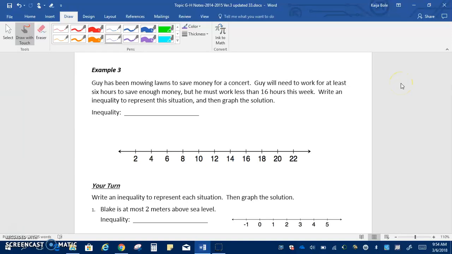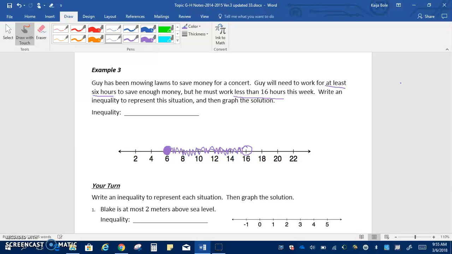Example 3 says Guy has been mowing lawns to save money for a concert. Guy will need to work for at least, underline that, 6 hours to save enough money, but he must work less than 16 hours this week. Write an inequality to represent the situation and then graph. So, at least 6 hours means we can include that 6. So we're going to put a closed dot on 6 on the graph. But then less than 16 means we cannot include 16, so that will be an open dot. And we're looking at anything in the middle here.